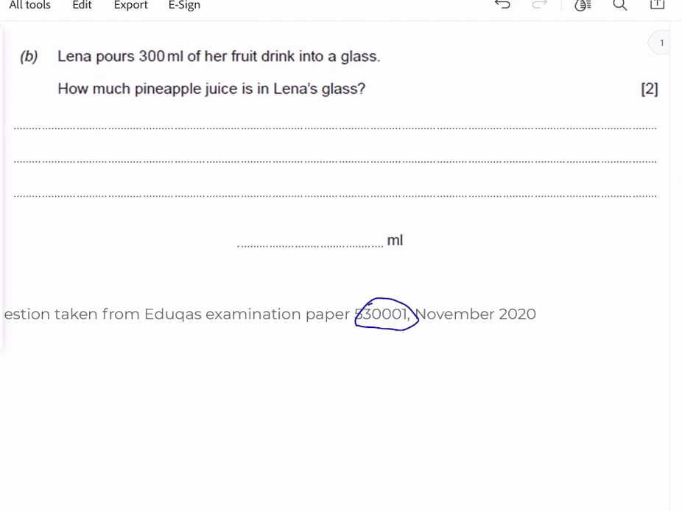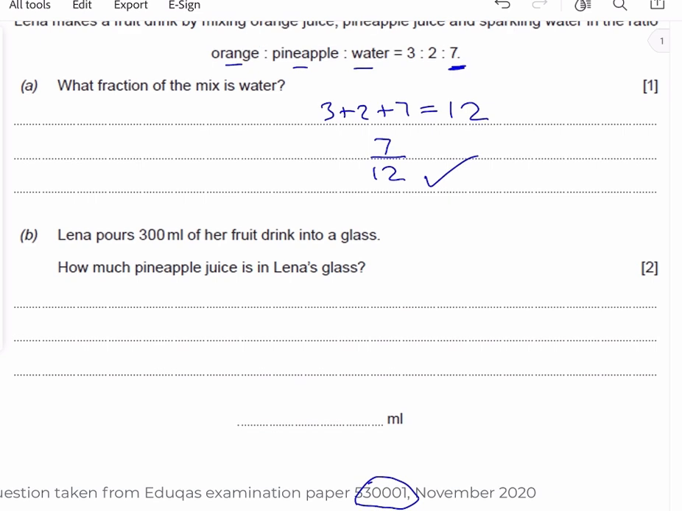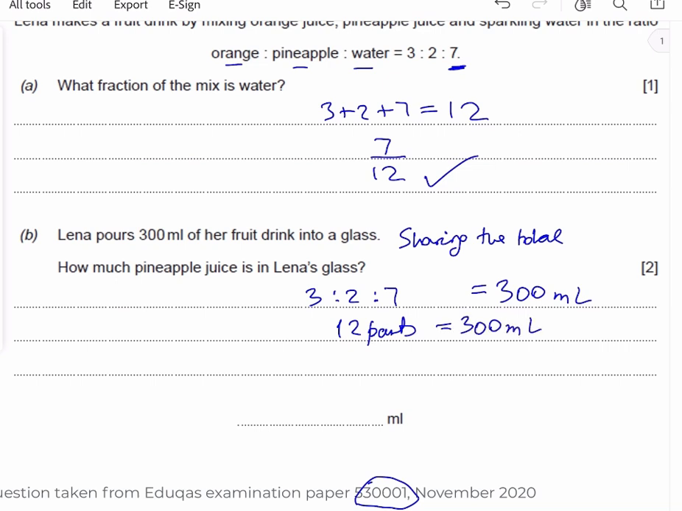That is a fraction. Next question, Lena pours 300 ml of her fruit drink into a glass. So 300 ml, that's what she makes from mixing all the parts together. So we're going to start by adding all the parts together, which we've already done. 12 parts, because this question is about sharing in a ratio, sharing the total. So 12 parts make 300 ml. And from here, we're going to work out 1 part of the ratio. So that will be 300 divided by 12.